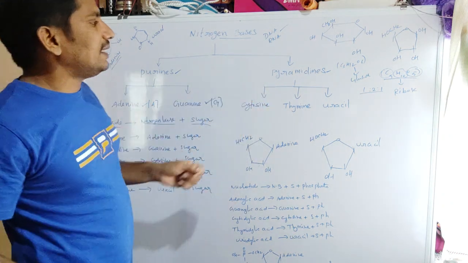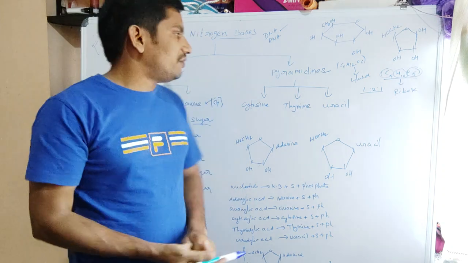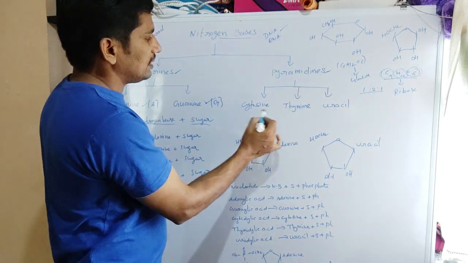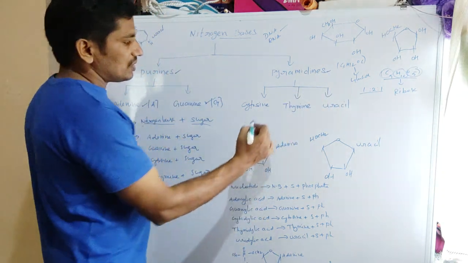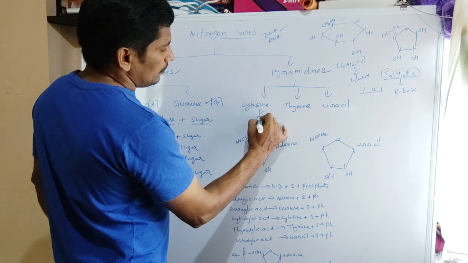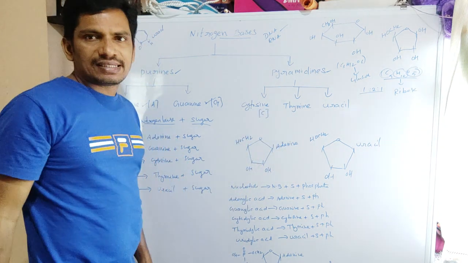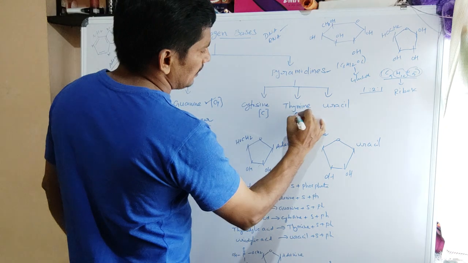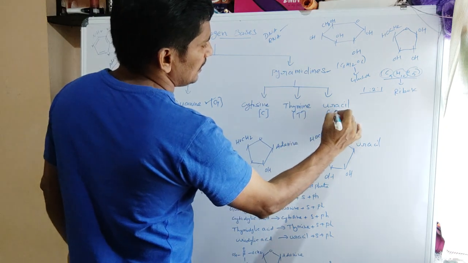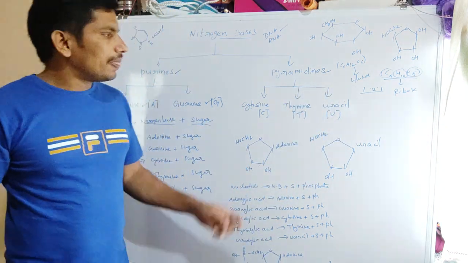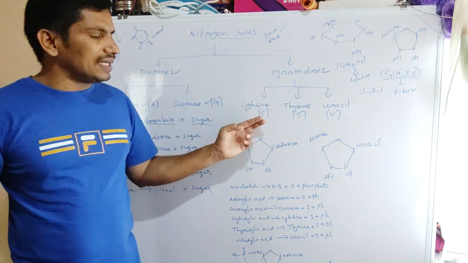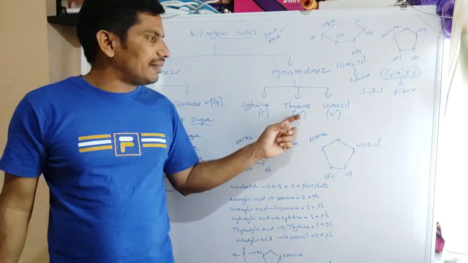Whereas the second category is the pyrimidines, which have three categories. First one is cytosine, represented with the capital alphabet C, and thymine, capital T, and uracil, capital U. How many types of pyrimidines are there? 3. Cytosine, thymine, uracil.